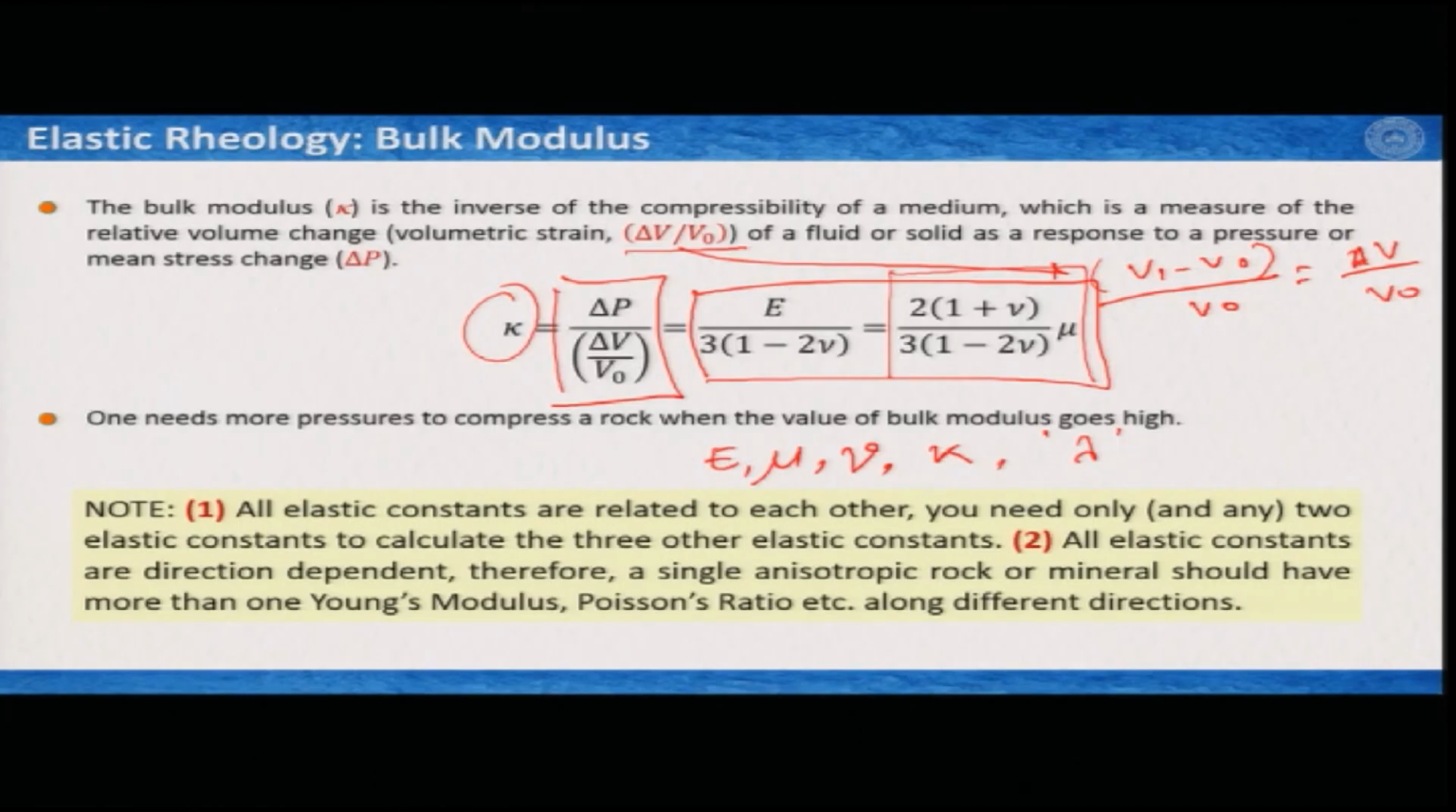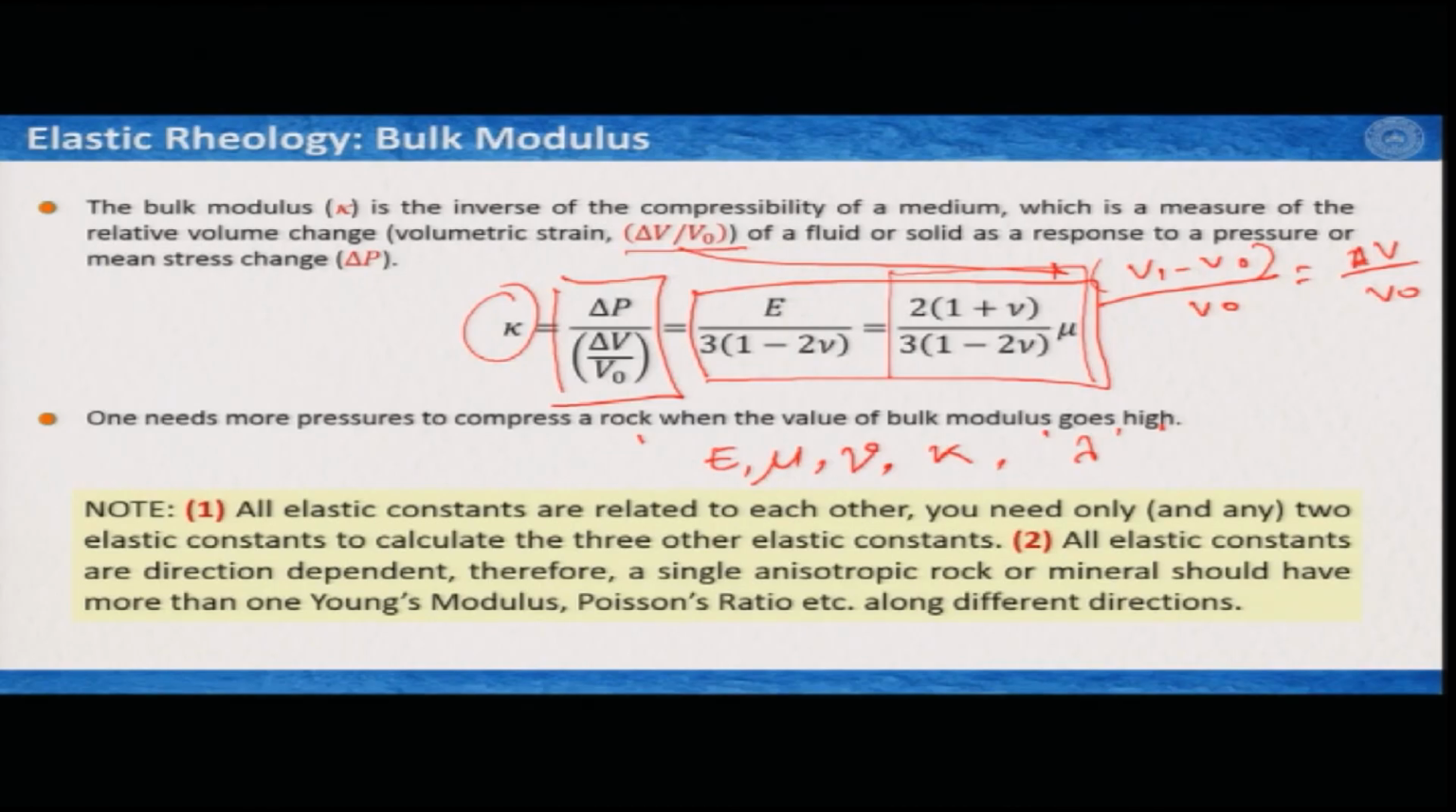But I would like to give you a few considerations at this point. All elastic constants are related to each other, because you are measuring them from the same material. So, out of these five, you need only two. If you have only two, then you can calculate all three other elastic constants. And this is most important: all elastic constants are direction dependent. When you say Young's modulus, you measure it in a particular direction; for Poisson's ratio you measure elongation in a particular direction and then shortening in a particular direction, and so on.